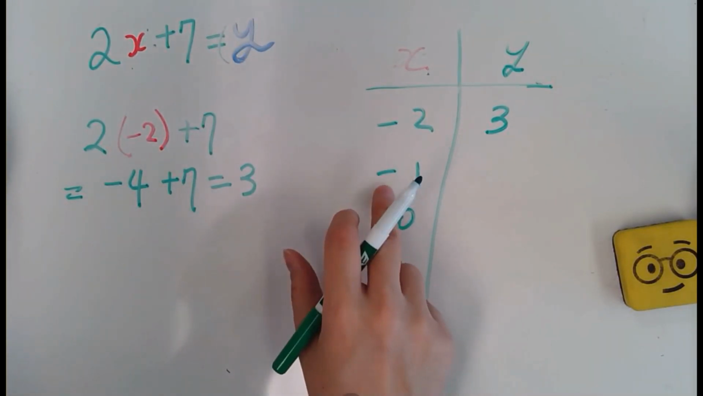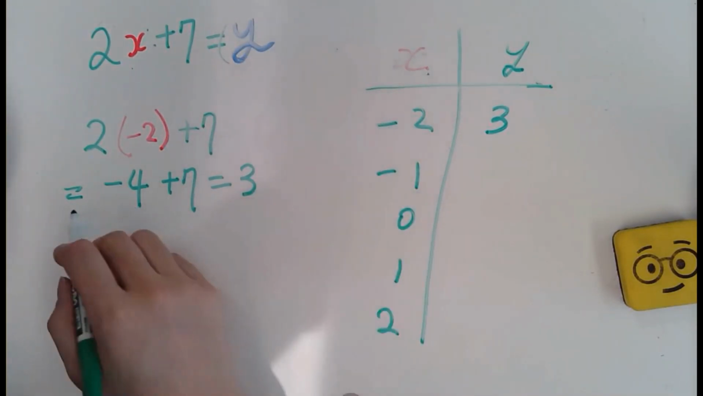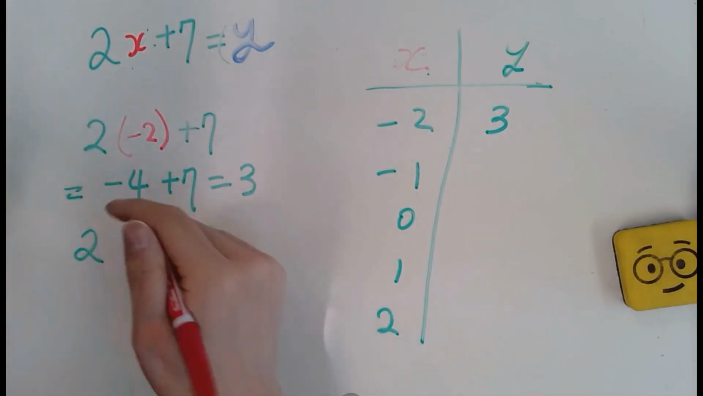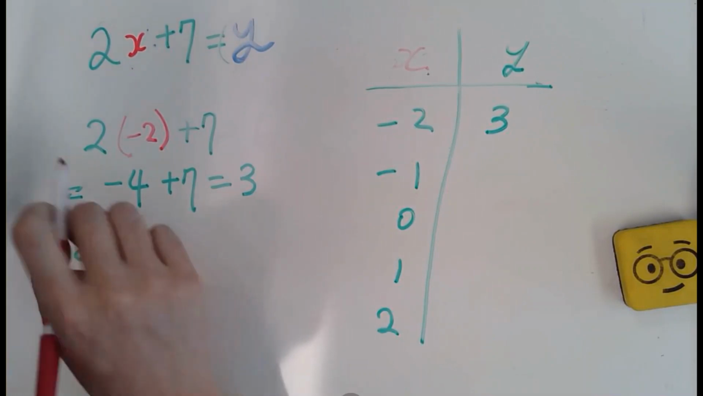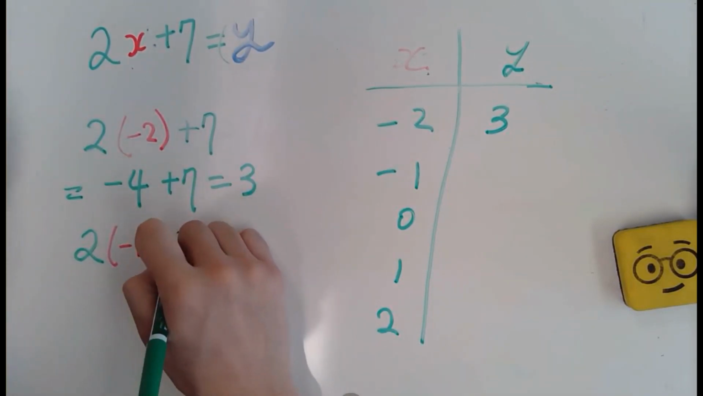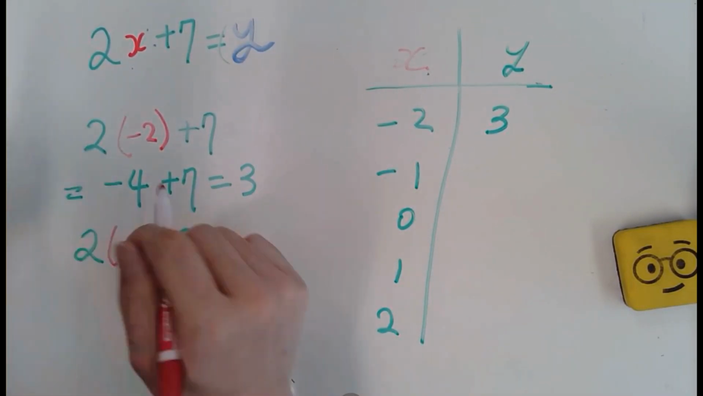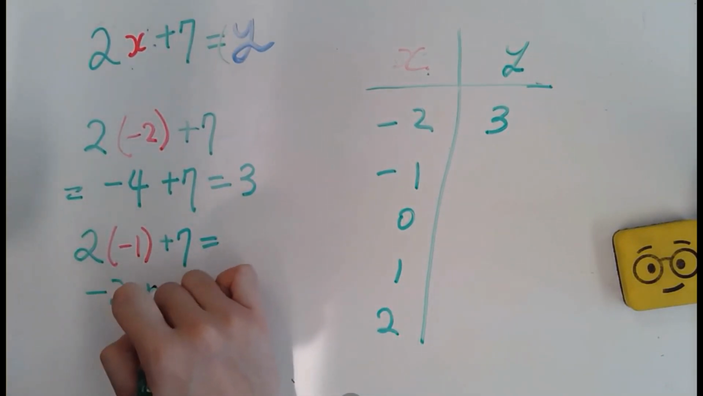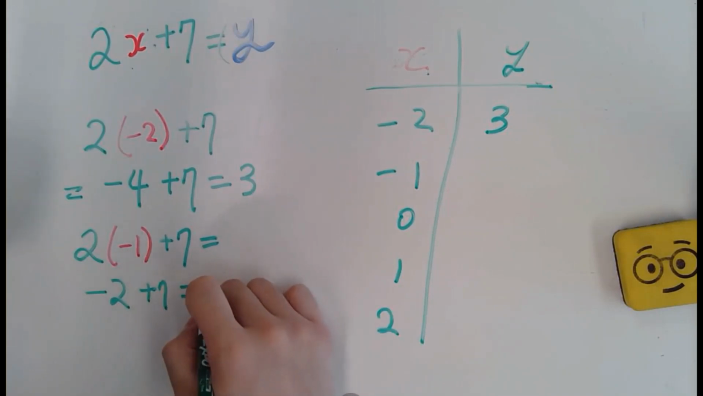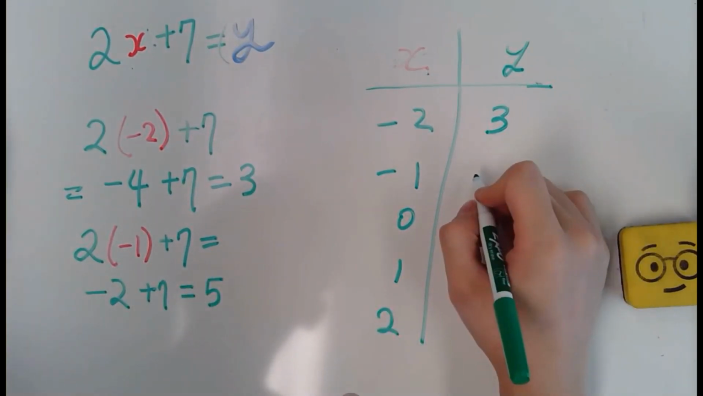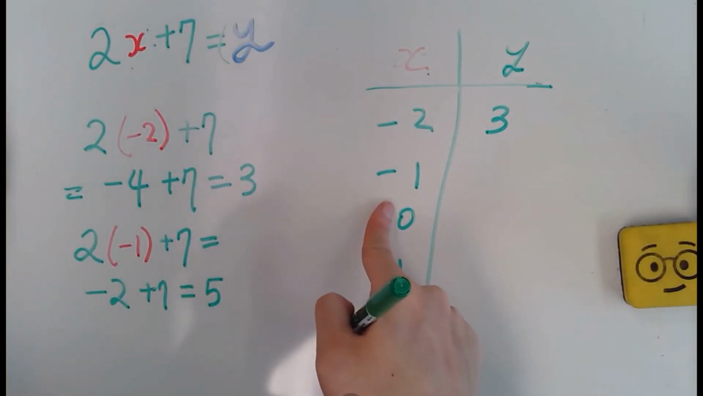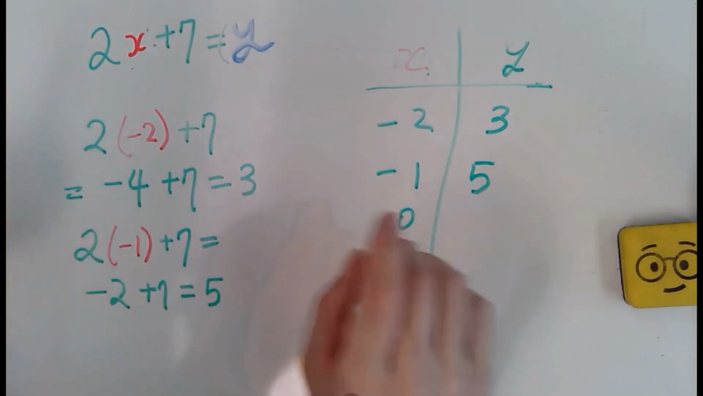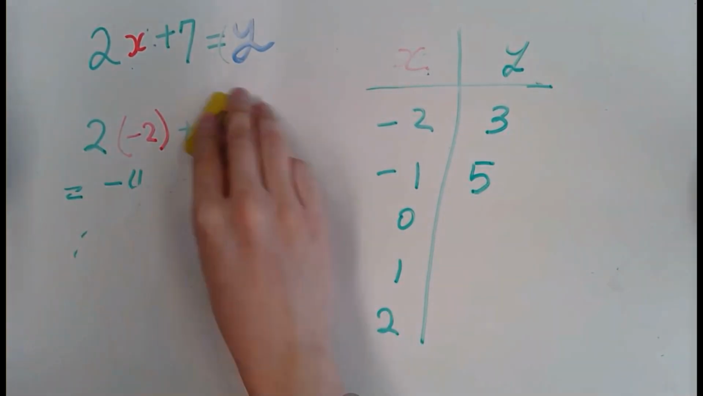When we have x is equal to -1, I just replace this x with a -1. So 2 times -1 plus 7 is going to equal -2 plus 7, which is equal to +5. So when x is equal to -1, y is equal to 5. Let's try one more.